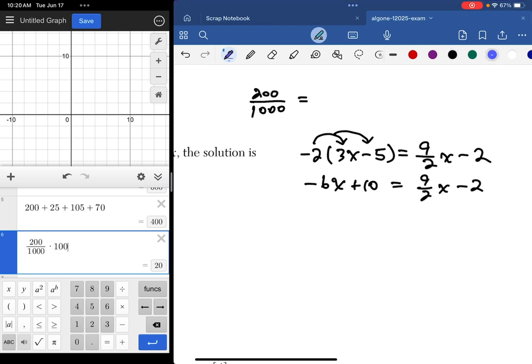I'm going to subtract the 10 from both sides. You can go either way with this. And actually looking at it now, I think I would prefer to probably bring the 2 over.